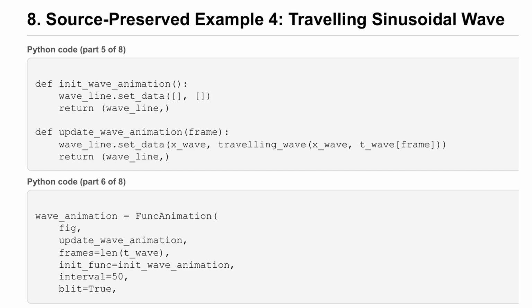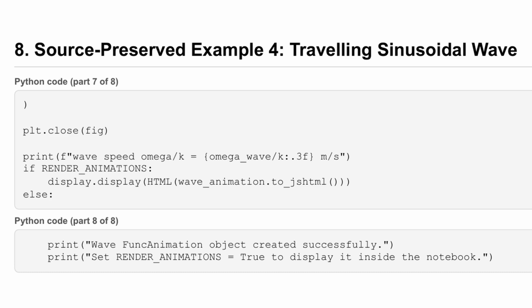Here we define the structural functions required by FuncAnimation. The initialization function clears our waveline artist, while our update function evaluates our wave equation across the entire spatial array for the current timeframe. We then feed these functions into the main FuncAnimation constructor, setting a smooth playback interval of 50 milliseconds. We conclude the wave simulation script by closing our working figure to avoid duplicate rendering artifacts and computing our theoretical wave speed. The conditional block once again determines whether to output the fully animated HTML widget or to display our successful creation text streams.